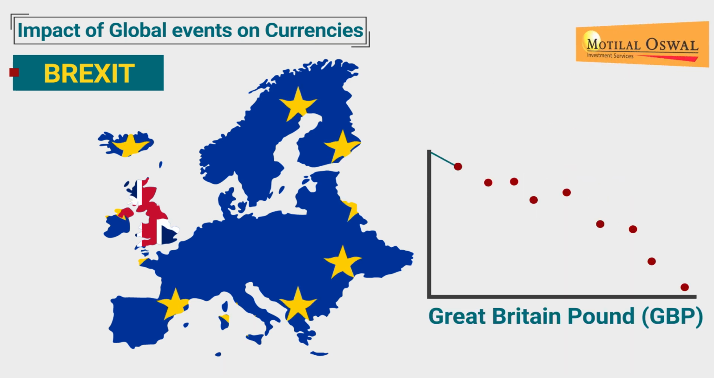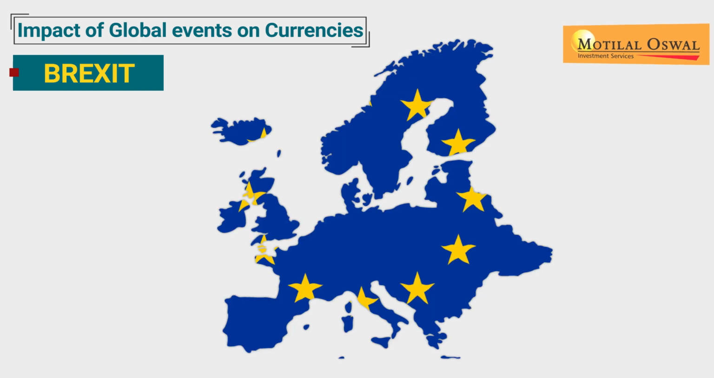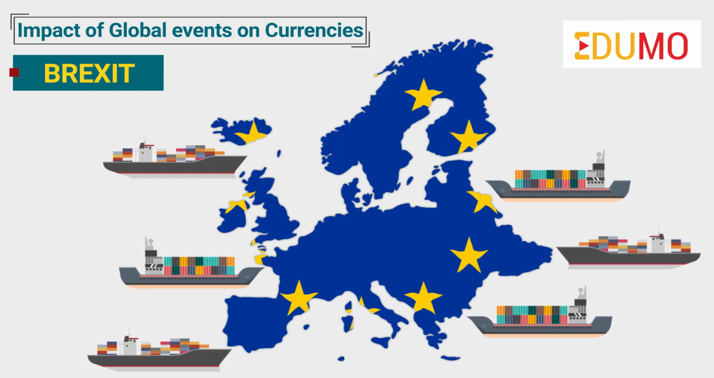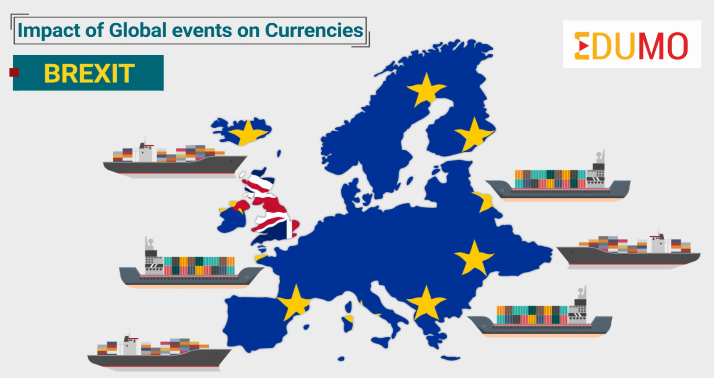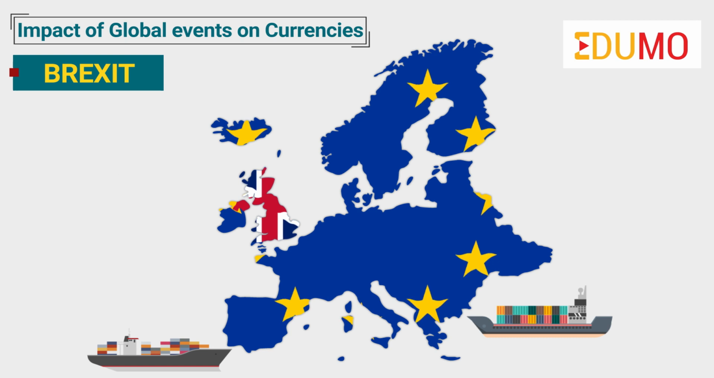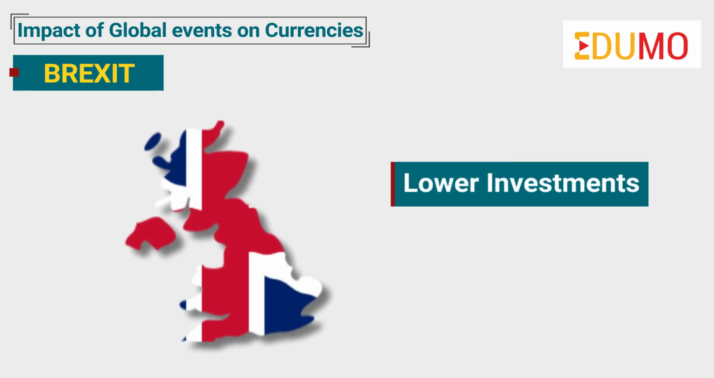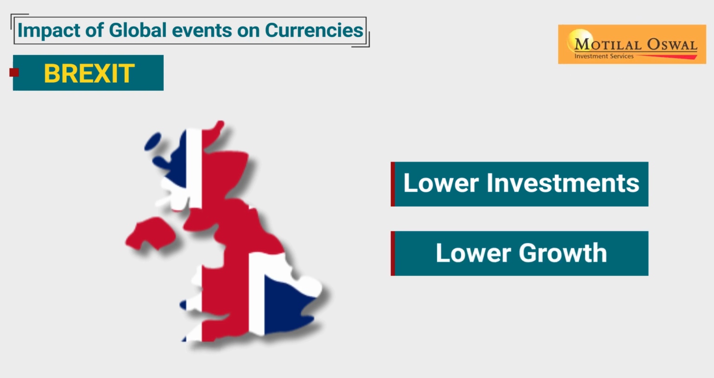Following the Brexit decision, the Great Britain pound, that is GBP, weakened almost 10% over a passage of a few days. How did the GBP weaken against USD? The UK used to get trading privileges when it was within the EU. But following the Brexit decision, the economic activity of the UK would slow down due to loss of such trading privileges. This results in lower investment into the economy and lower growth.